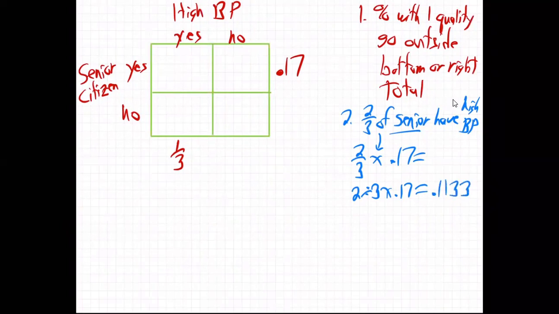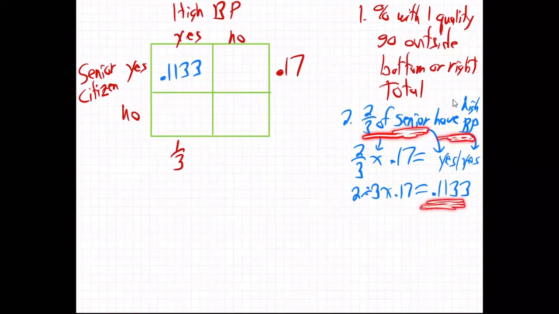That's plenty. Now, where does that go? Well, think about it for a second. These are senior citizens and they have high blood pressure. That's the yes, yes. Okay, right? They're senior citizens and they have high blood pressure. 0.1133, right? You see that? Because it's 2/3 of the senior citizens. So this is a part of the senior citizen group. So these people are senior citizens and they also have high blood pressure. That's the yes, yes group right there.